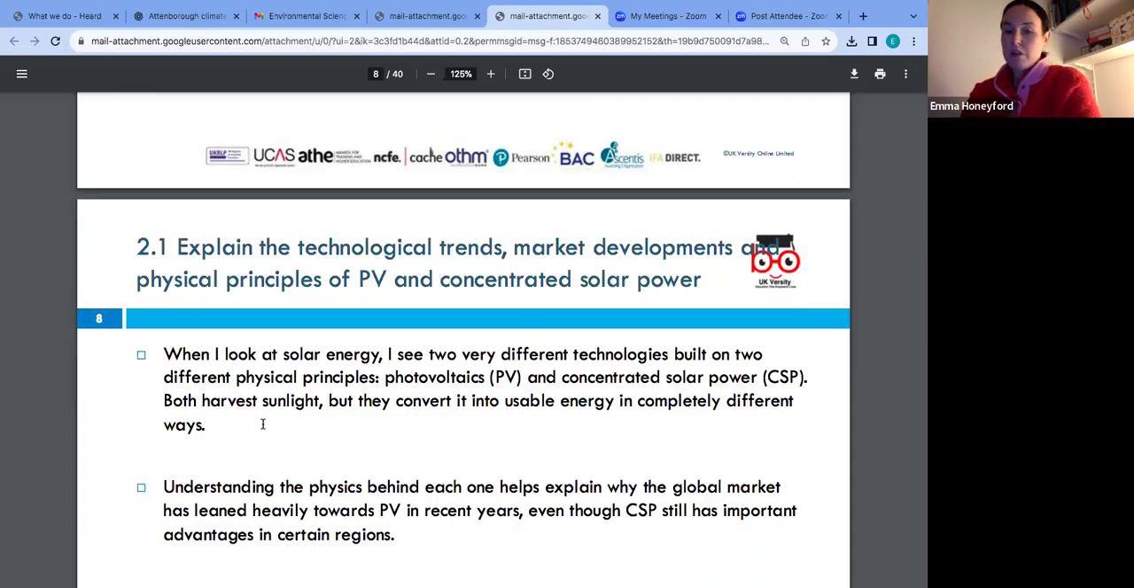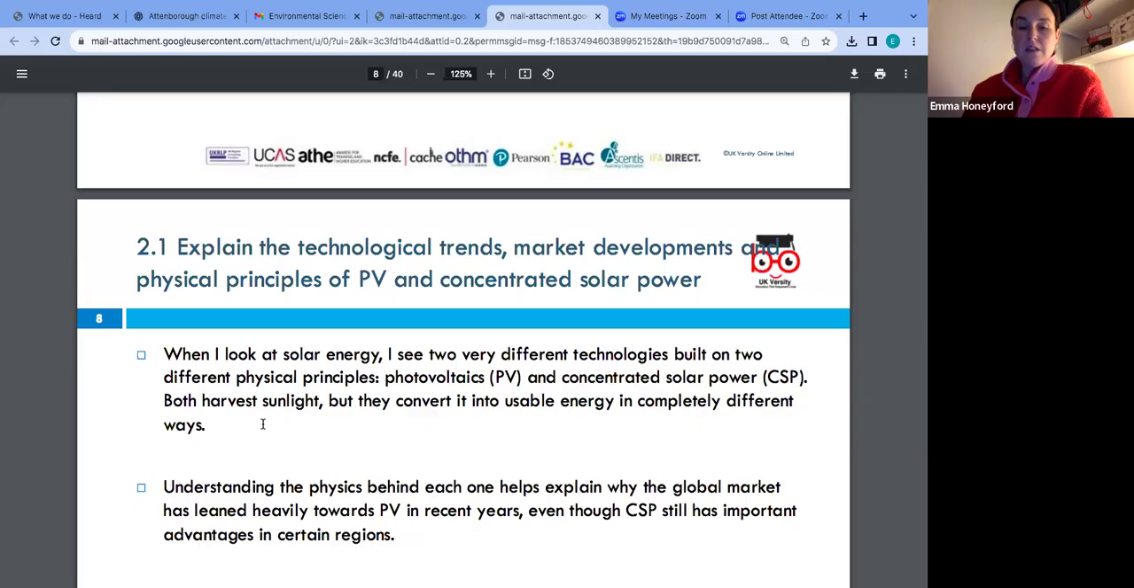So when we look at solar energy, we've got two very different technologies built on two different physical principles. There's two types of solar power, and they're based on two completely different but kind of similar types of science. PV is photovoltaics, and CSP stands for concentrated solar power. Both of them harvest sunlight, but they convert it into usable energy in completely different ways.